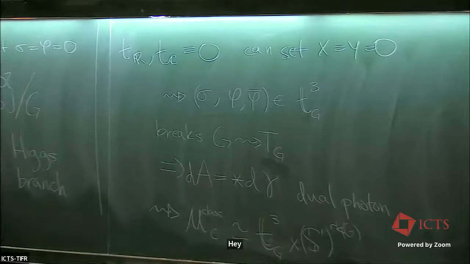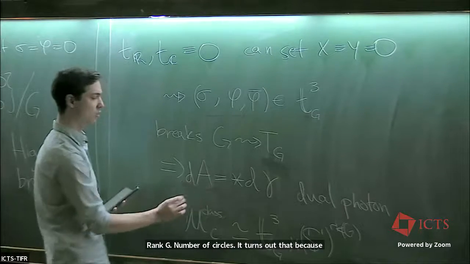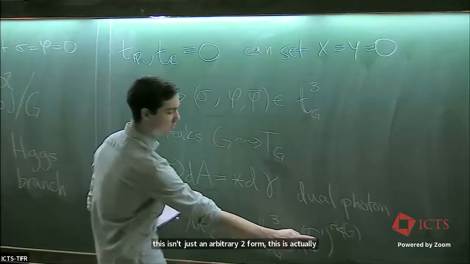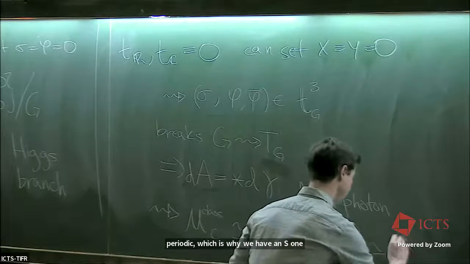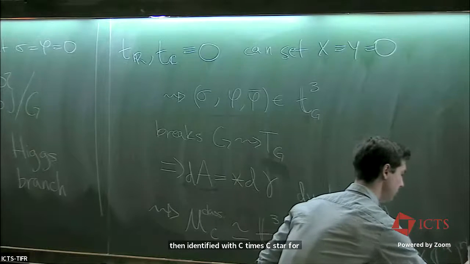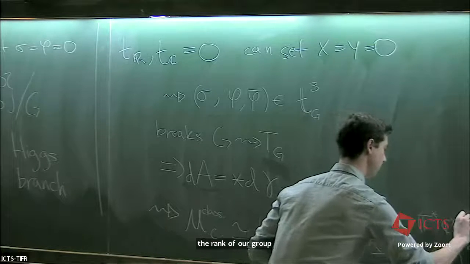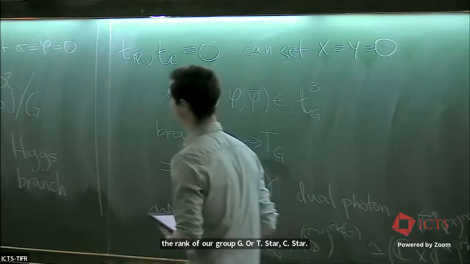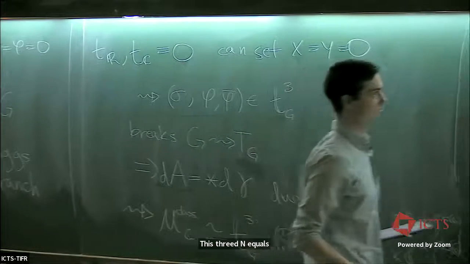rank G number of circles. It turns out that because this isn't just an arbitrary two form, this is actually got quantized periods. The dual photon has to be periodic, which is why we have an S1. And this is then identified with C times C star to the rank of our group G, or T star C star, the rank of G. So this is also a hyperkähler space.